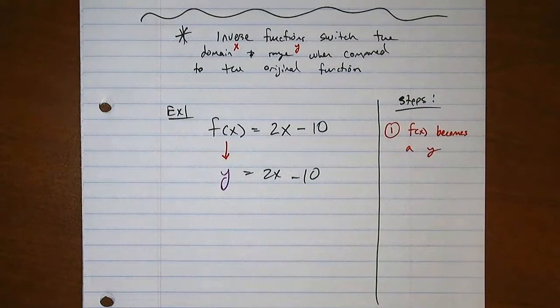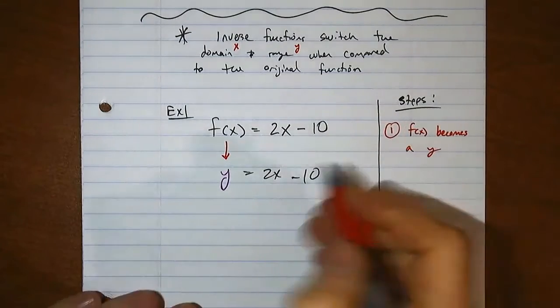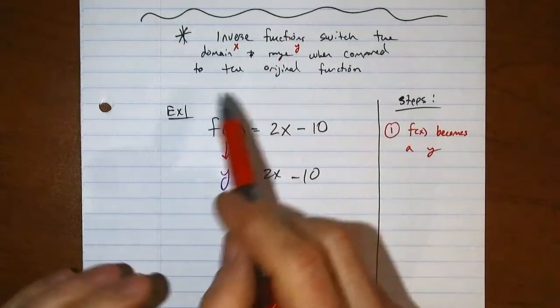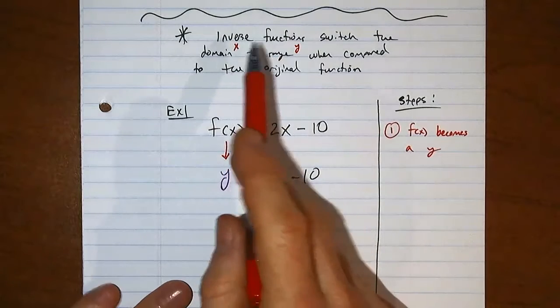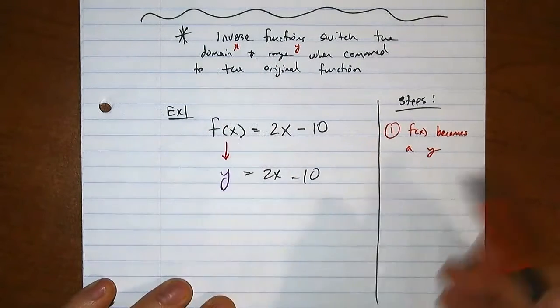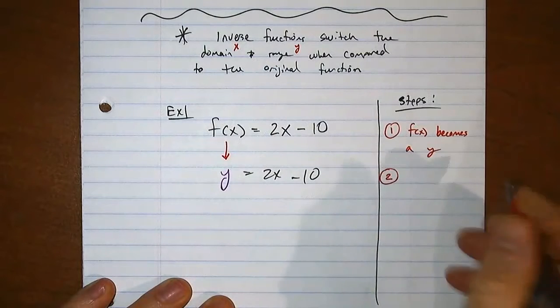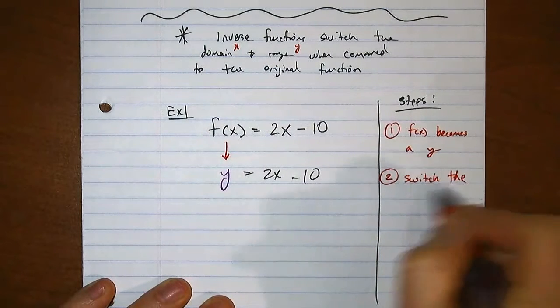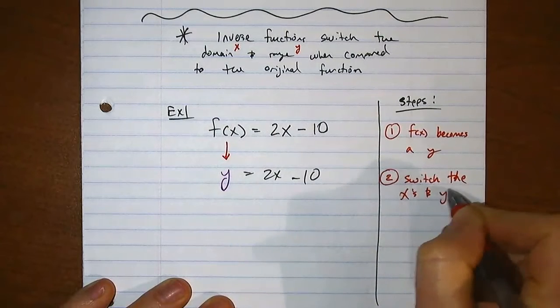Now, the reason why that's important for us to do is because step 2 takes advantage of this property that inverse functions have. The nature of an inverse function is such that the domain and the range are going to switch. In other words, the x's and the y's are going to switch. So that is literally what we will do. We will switch the x's and the y's.